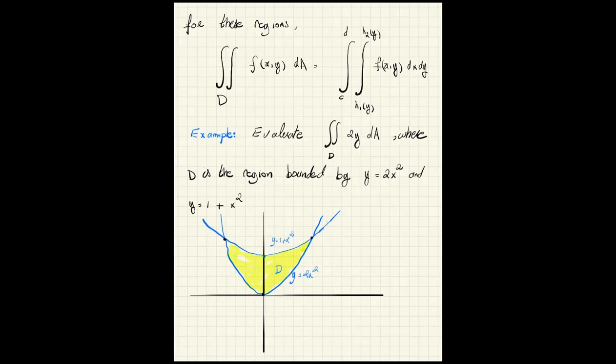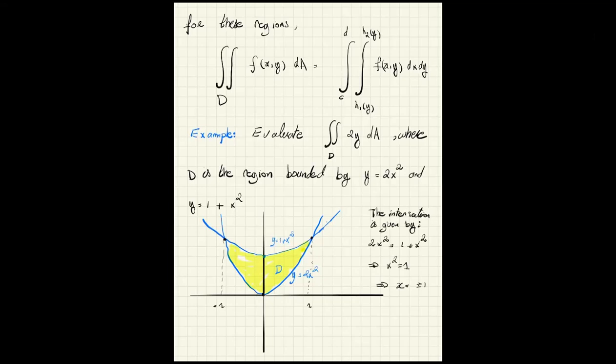But let me just write down here the intersection. So always find the intersection. So when do they intersect? It's when 2x squared is equal to 1 plus x squared. This means that x squared is equal to 1, which means that x is equal to plus or minus 1. So this one will be 1, and this one will be minus 1.